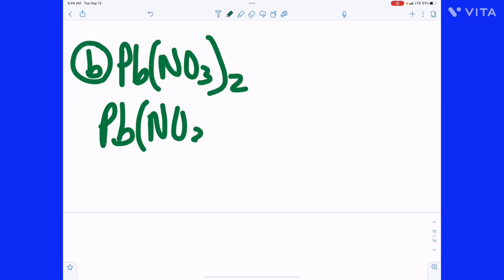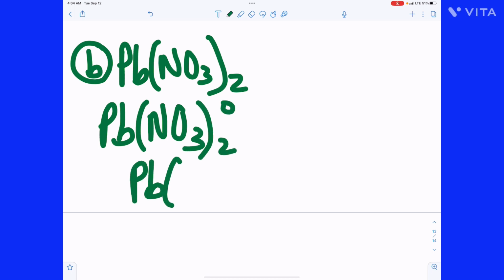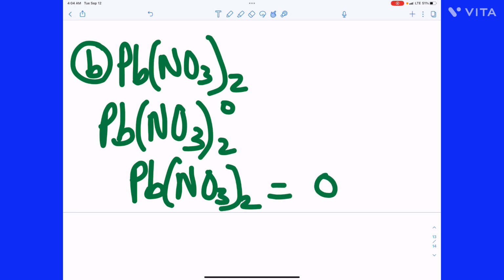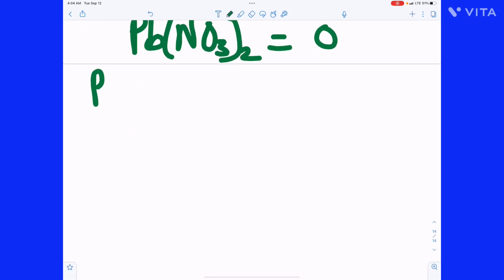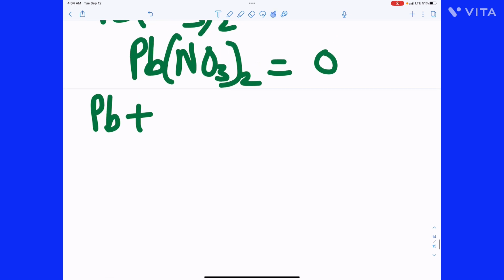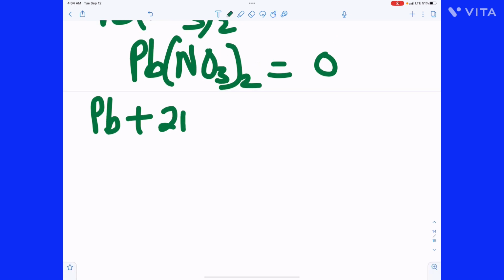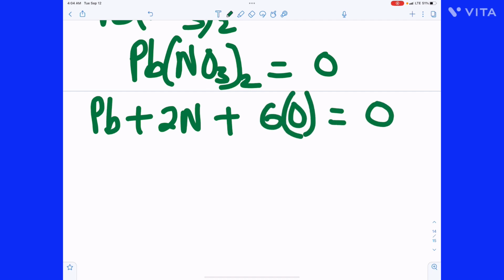There's no charge on the compound, so we can write that the charge on it is 0. So Pb(NO3)2 is 0. What does that give us? That gives us Pb plus, in (NO3)2, there's 2 nitrogen and there's 6 oxygen, is 0. So I hope you got how this is done.